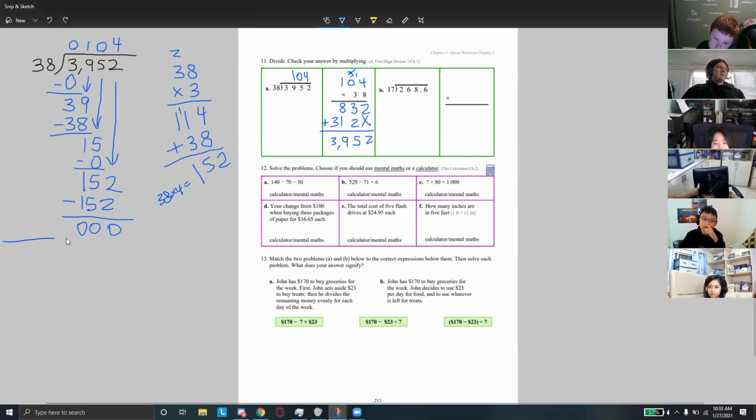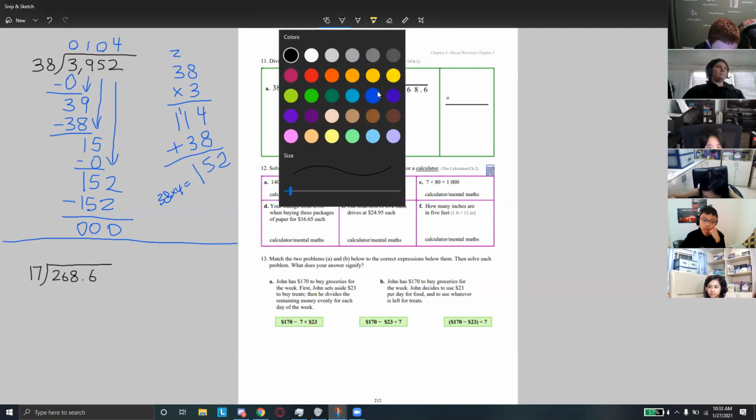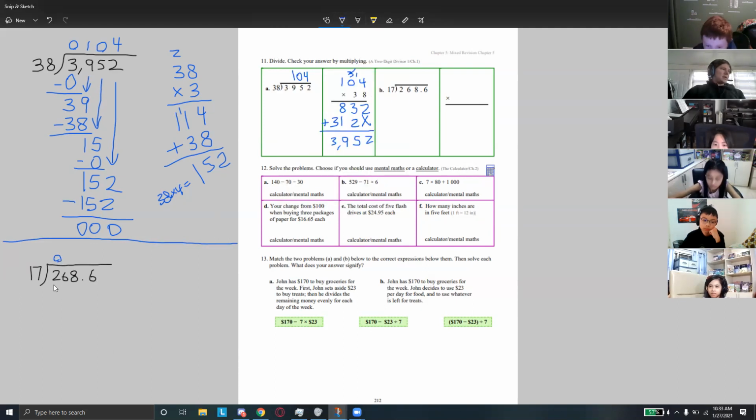More division. Okay, so this time we have a decimal. That's no problem at all. So how many times can the number 17 go into the number 268 and 6/10? So, okay. 17 goes into 2, 0 times. 2 minus 0 is 2, drop the 6. Okay, 17 goes into 26 1 time. 26 minus 17 is going to be 9. Okay, drop the 8.